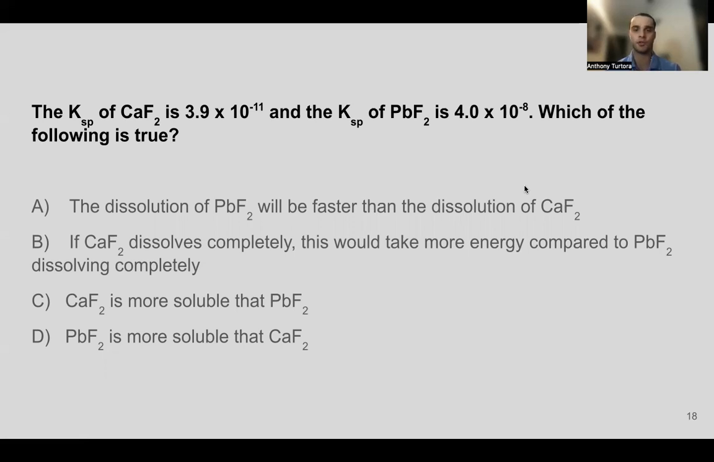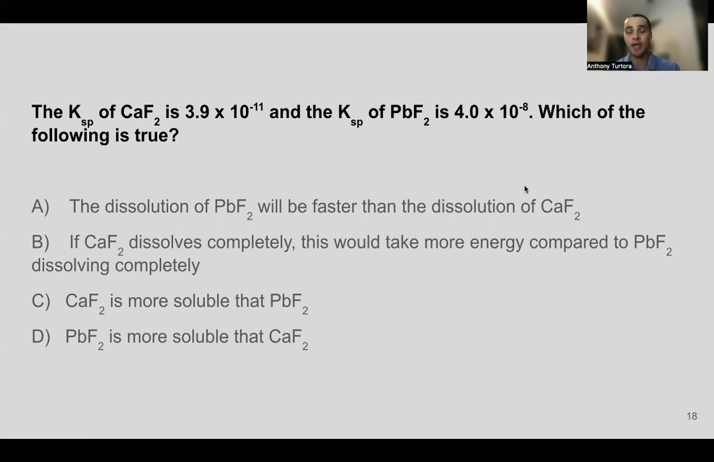So it is important here to think about first what Ksp is telling us. Ksp is telling us the solubility of substances in solution here. So in this case, the solubility of CaF2 and the solubility of PbF2.